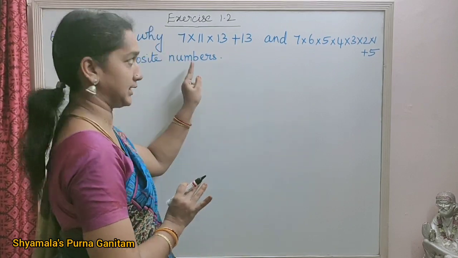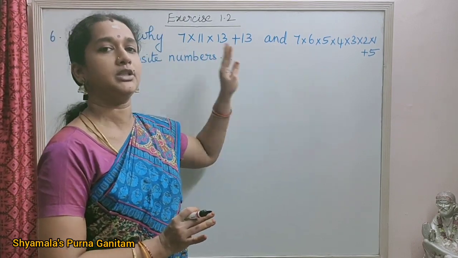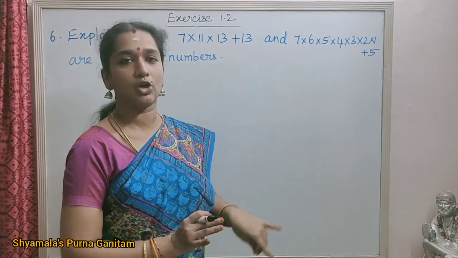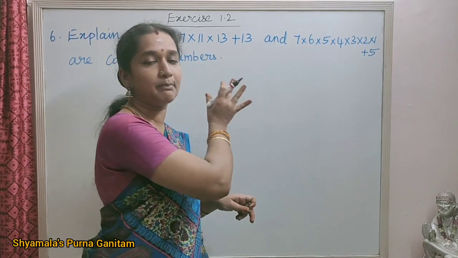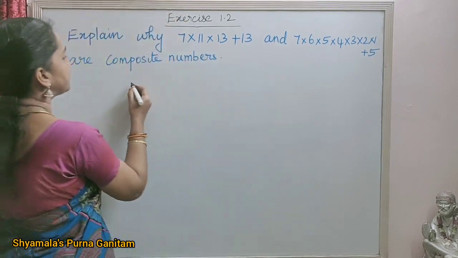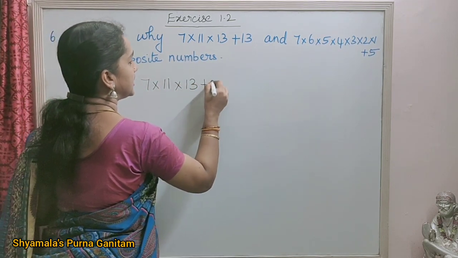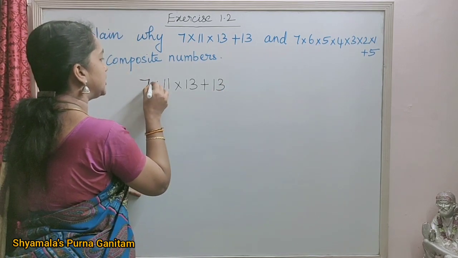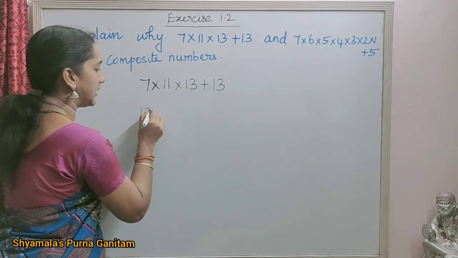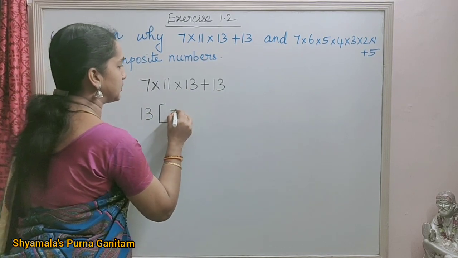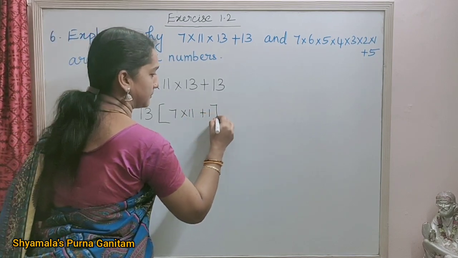So you are asked to explain why these two numbers are composite numbers. So we have to show that this number has more than 2 factors. Okay. So if I take 7 into 11 into 13 plus 13, in both these terms, 13 I can take common. Balance will be 7 into 11 into 1, since 13 I have taken out, plus 1.